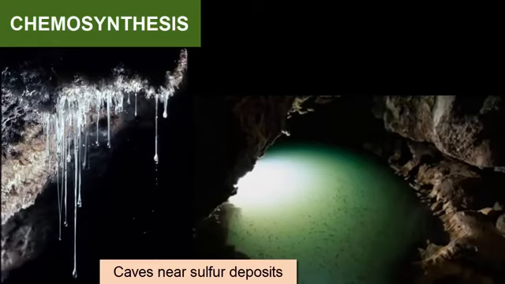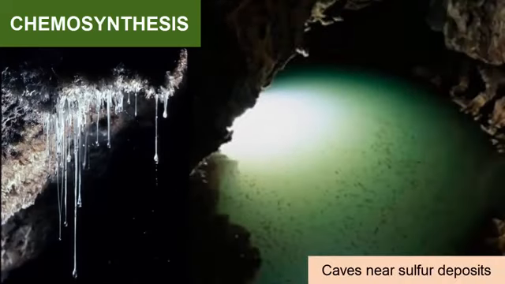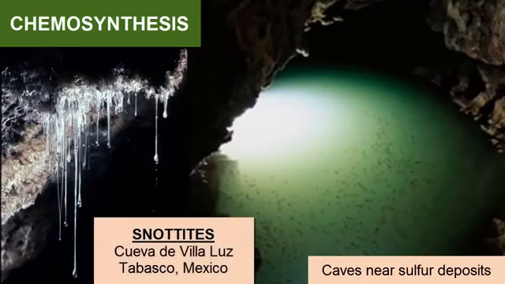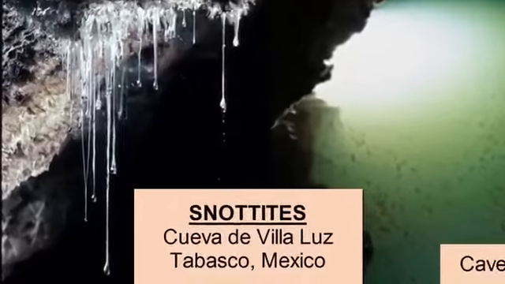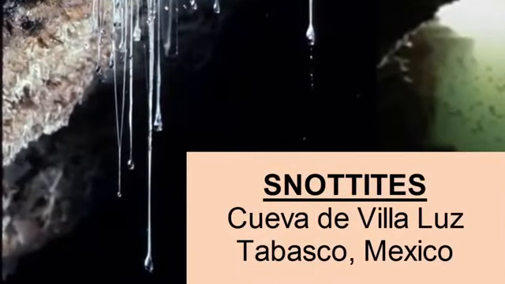to synthesize sugar. Sulfuric acid is one of the toxic byproducts, and these bacteria live in highly acidic, mucus-rich mats attached to the cave walls. These mats are called snottites. This example is from Cueva de Villa Luz in Tabasco, Mexico. These snottites have acid drops at their tips with a pH of 0.